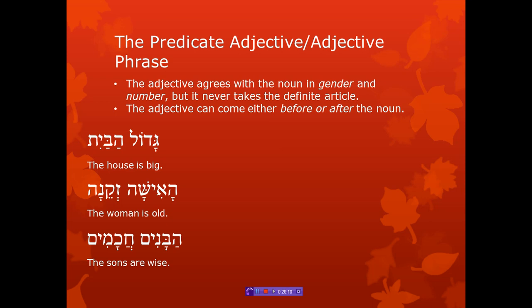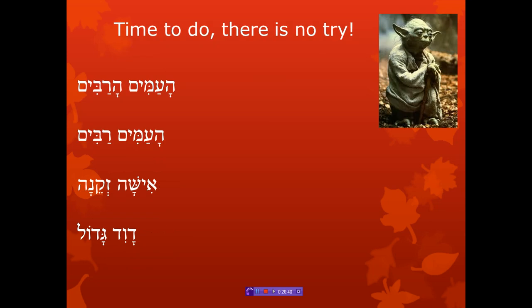So you see again, the difference here is quite subtle, but there are two real indicators that are going to help you determine whether one adjective is a predicate adjective and one is an attributive adjective. The definite article is key, and then also the placement of the adjective. If the adjective comes prior to the noun, it's not attributive. If it comes after the noun, it could be either attributive or predicate. So you just have to pay close attention to those details. So time to do, there is no try, as Master Yoda says, so let's do a little bit of practice.